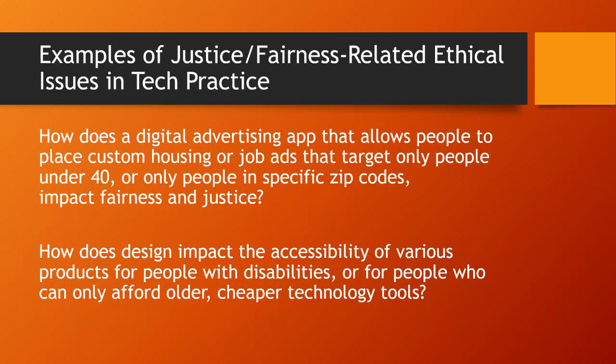So taking a step into a tech example of this lens, how does a digital advertising app that allows people to place custom housing or job ads that target only people under 40 or only people in specialized zip codes impact fairness and justice? How does that work when people may not even have the opportunity, because they don't even know about these ads since they haven't been targeted? For one side is a corporation that may target the people they want, but they're disenfranchising another group that then doesn't even get access to this information.